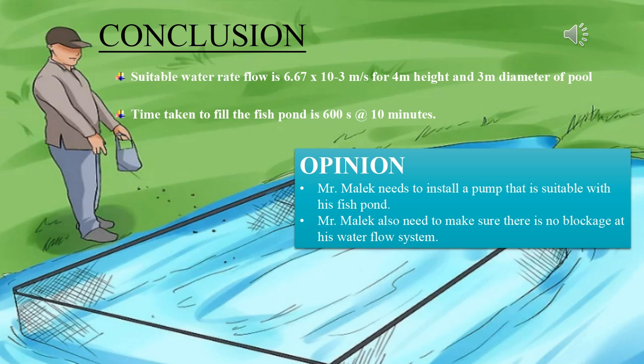For the conclusion, we find that 6.67 times 10 to the power of negative 3 meter per second is the suitable water flow rate for a pool that has 4 meters height and 3 meters diameter. The time taken for Mr. Malik to fill the fish pond with water is 10 minutes or 600 seconds.